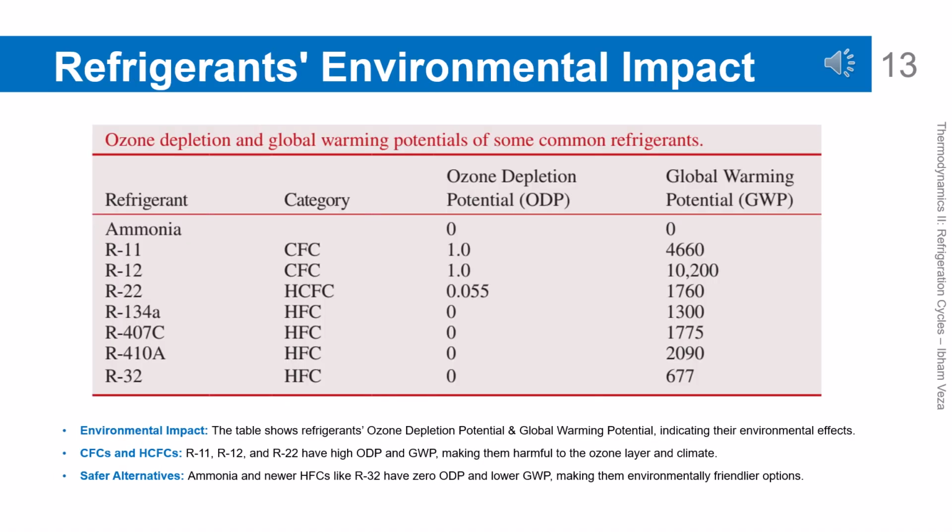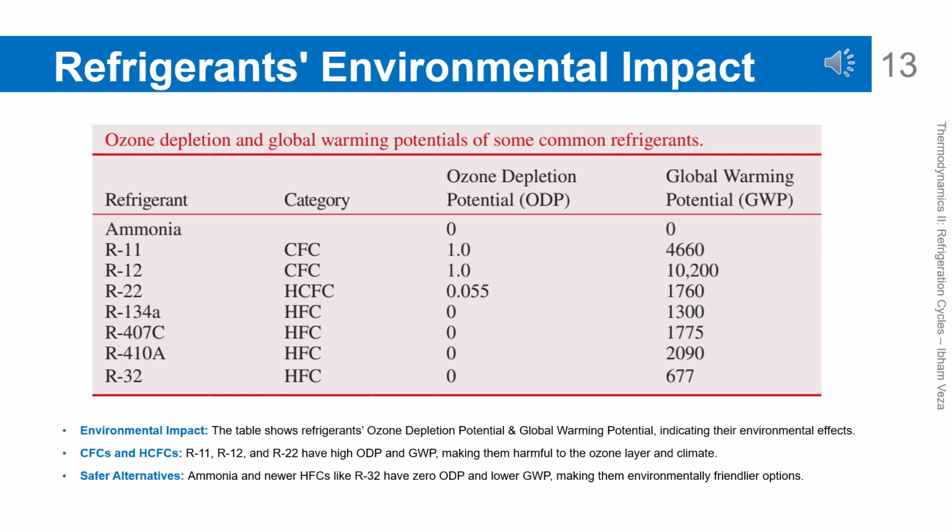ODP, GWP, and safer alternatives. This slide emphasizes the difference between harmful refrigerants and more environmentally friendly ones. Refrigerants such as R11, R12, and R22 have very large environmental impacts. In contrast, ammonia and some newer HFCs have zero ODP and lower GWP.